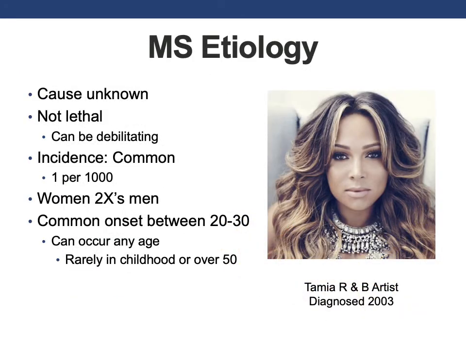MS etiology. The actual cause of multiple sclerosis is still unknown. Multiple sclerosis is not lethal, but it can be debilitating. Unfortunately, MS is relatively common, affecting 1 per 1,000. This number comes out of the Guyton textbook. Every other source I checked, such as the National Institute of Health or the CDC or the National MS Society, has a different number, so we'll just stick with the number mentioned in the board-approved text.